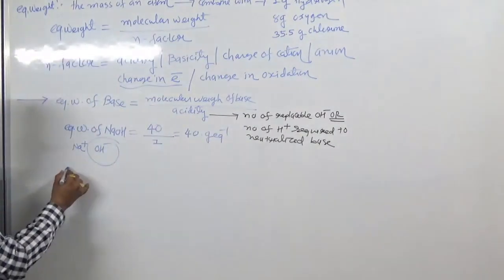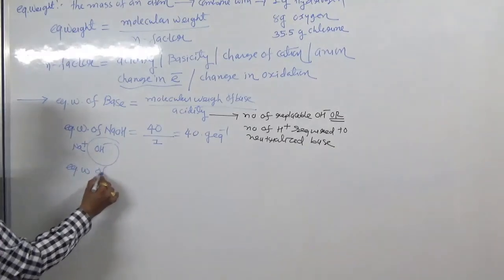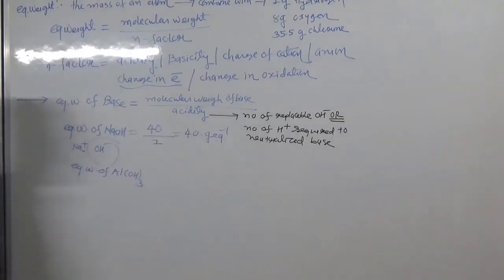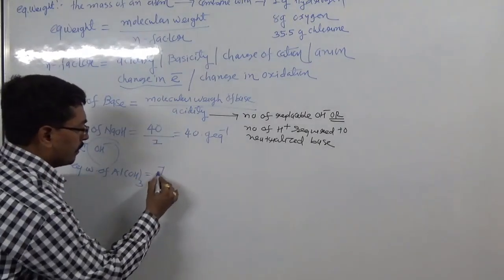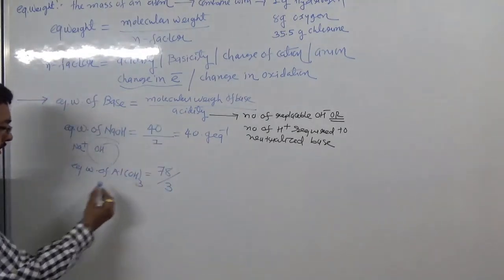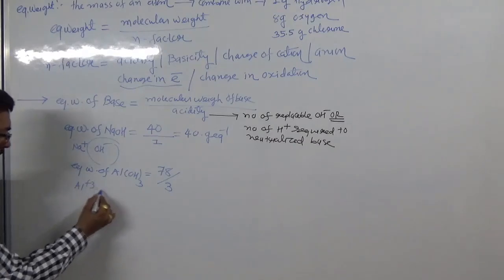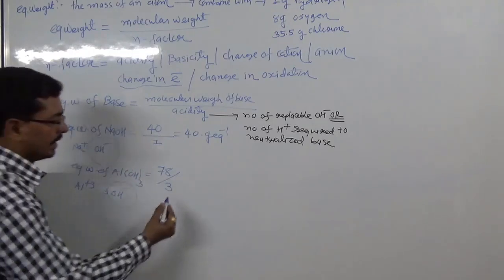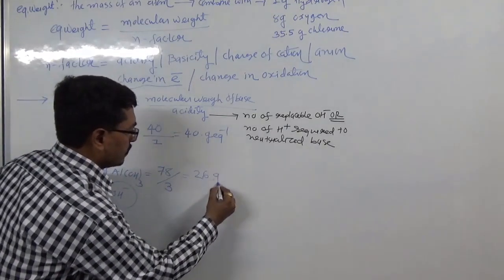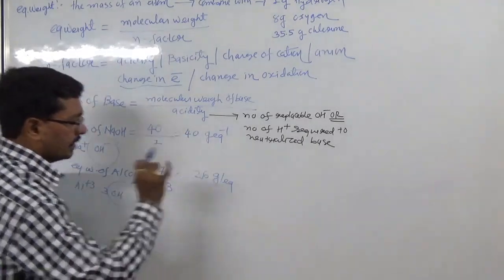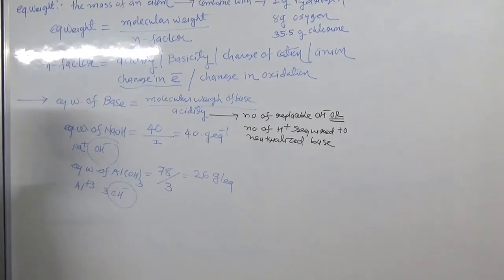So 40 is the gram equivalent weight of NaOH. Now suppose we want to find the equivalent weight of aluminium hydroxide, which is also a base. The molecular weight of aluminium hydroxide is 78. It has 3 replaceable hydroxyl ions, so 78 divided by 3 gives 26. So the equivalent weight of aluminium hydroxide is just 26 gram per mole.